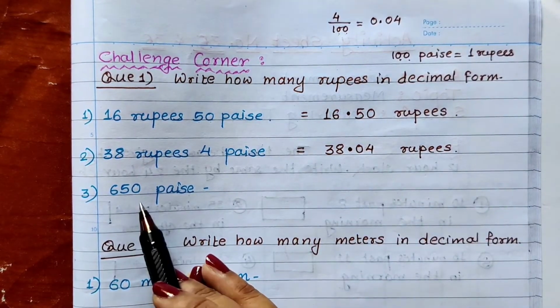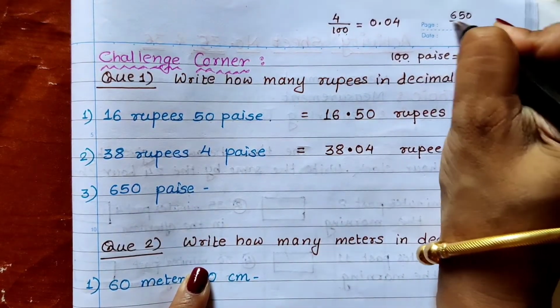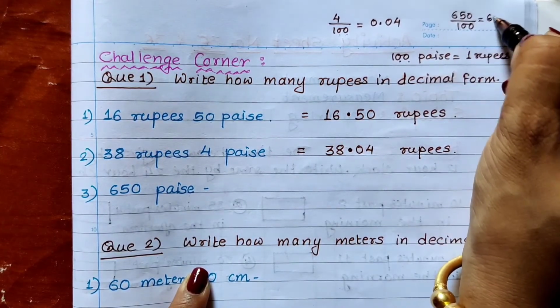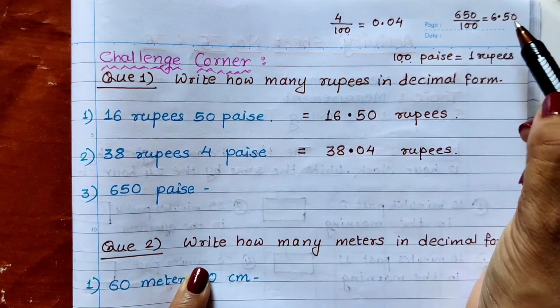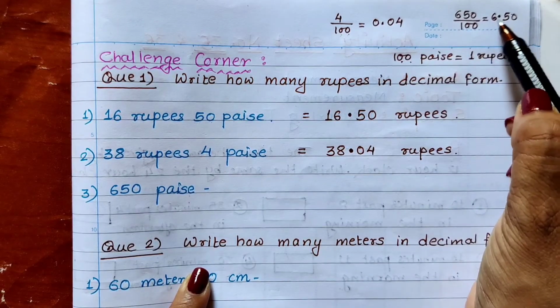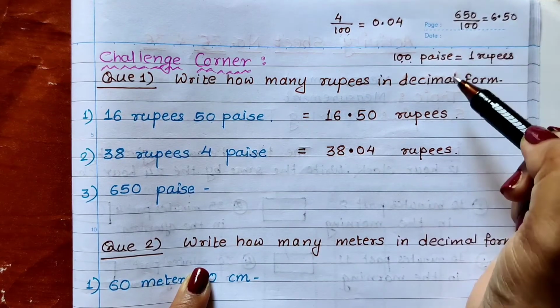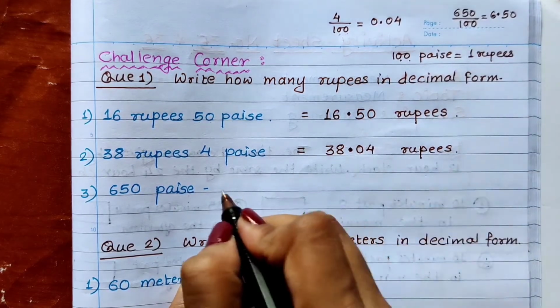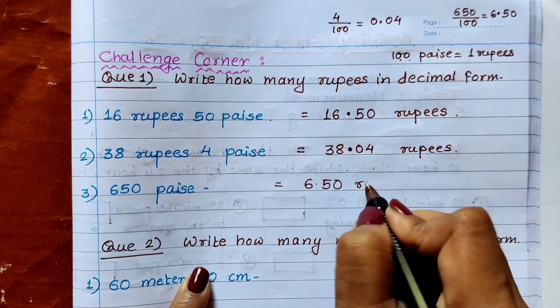Now next is 650 paise. So 650 should be divided by 100. So what will be the answer? 6.50. 2 zeros are there in the denominator, so after decimal point there should be 2 digits, so we have to put the decimal point here and then we can write 2 digits which are 50. So answer is 6.50. So here we can write 6.50 rupees.